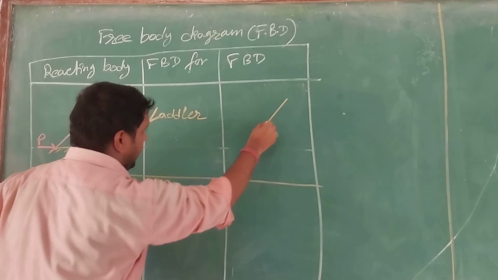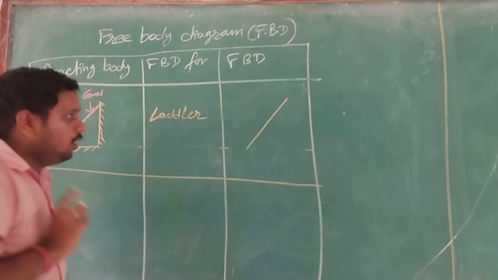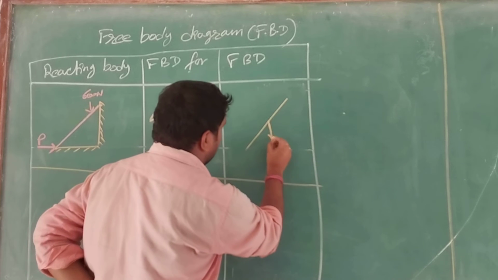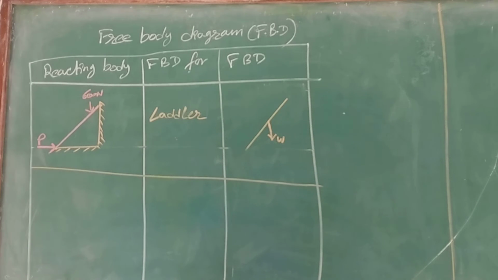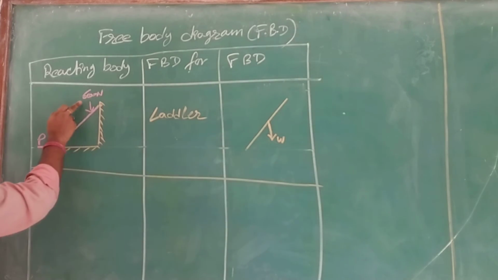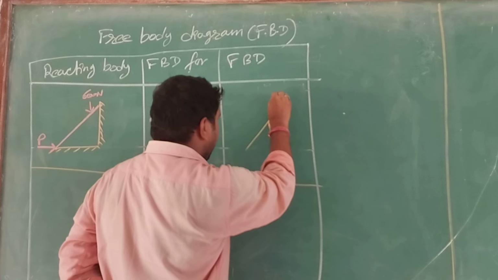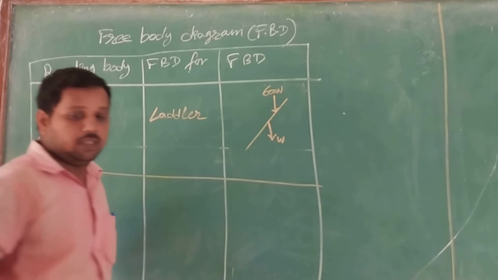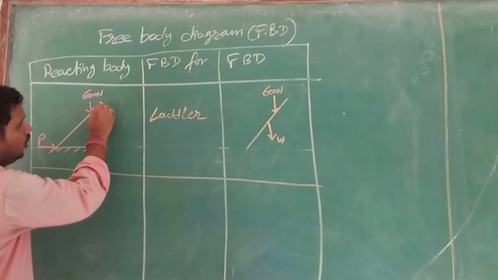See, this is my ladder. First, the self weight of this ladder will act vertically downward. So this is the weight of the ladder, acting vertically downward. Along with this self weight, there is an extra 600 Newton, so even this will act vertically downward. Any doubt?